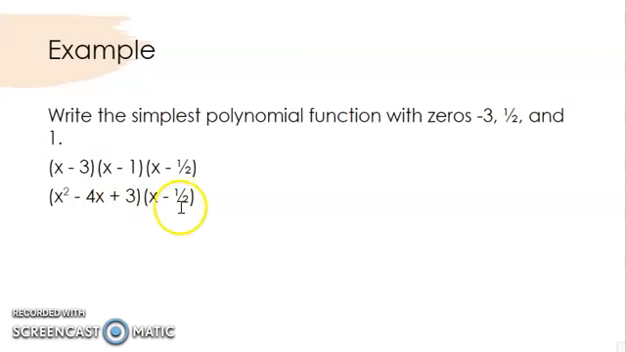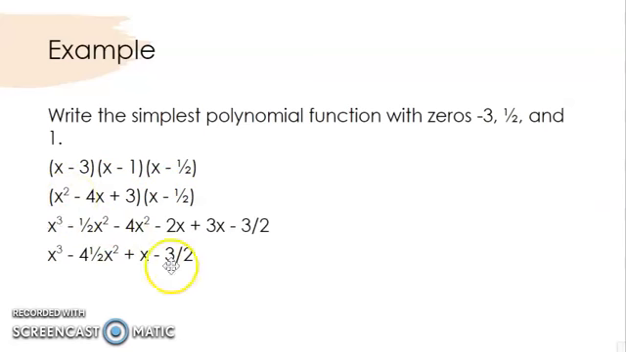Now I'm going to distribute this x minus 1/2 into this polynomial here. Okay, when I distributed, I got x squared times x and -1/2, so I got this part. Then I did -4x times x and -1/2, and I got this part. And then I did 3 times x and -1/2, and I got this part. And I combined my like terms, and this is my final polynomial. So I just have to write p of x next to it, and my answer is done. Okay, so p of x just notes that it is a polynomial function.